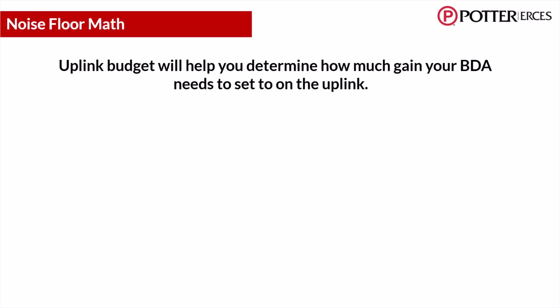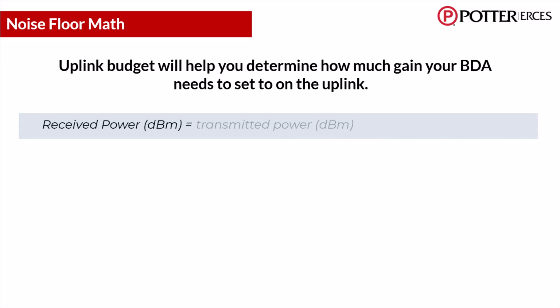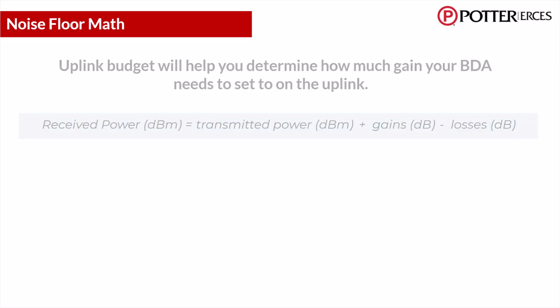This information will be important when determining your uplink budget and BDA uplink gain settings. Your uplink budget will help you determine how much gain your BDA needs to be set to on the uplink. A simple link budget equation looks like this: received power equals transmitted power plus gains minus losses. We are also able to compare the link budget to the noise floor from the start, which is what we will walk through now.